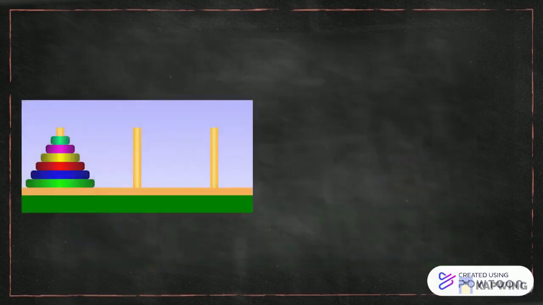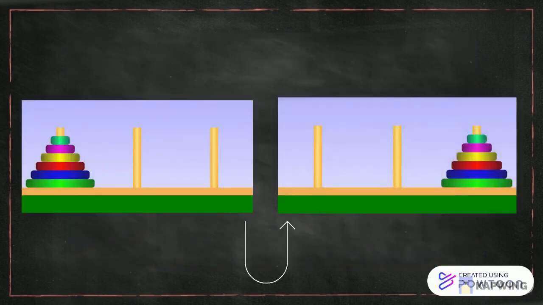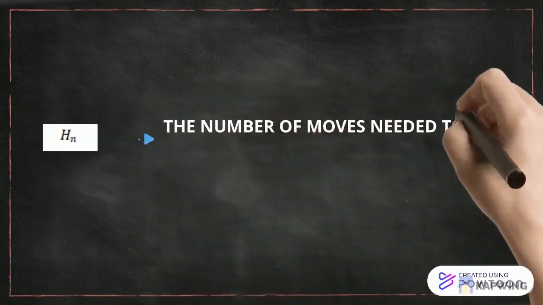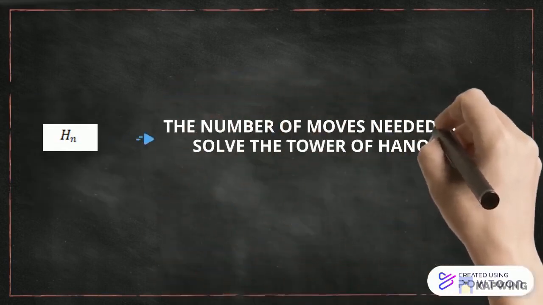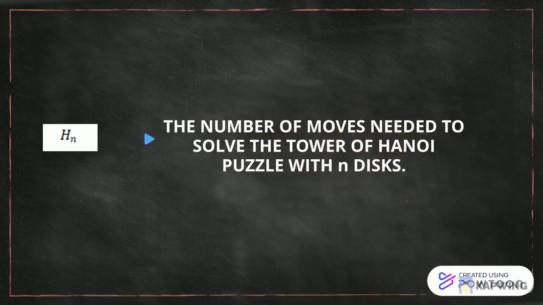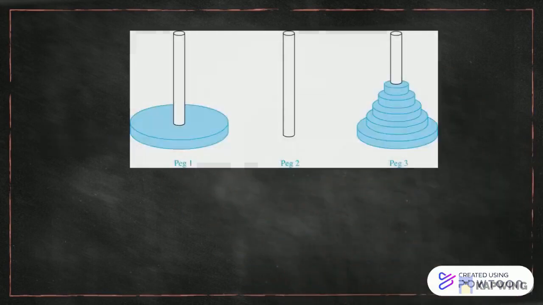Goal: using allowable moves, end up with all the discs on the second peg in order of size with largest on the bottom. So, the solution is: let Hn denote the number of moves needed to solve the Tower of Hanoi puzzle with n discs. Set up a recurrence relation for the sequence Hn.